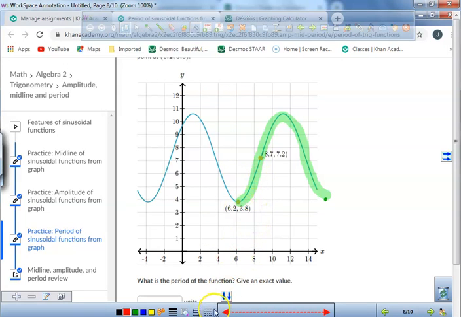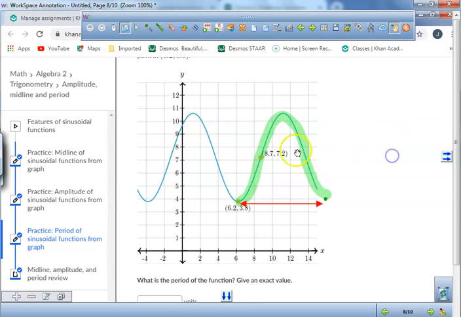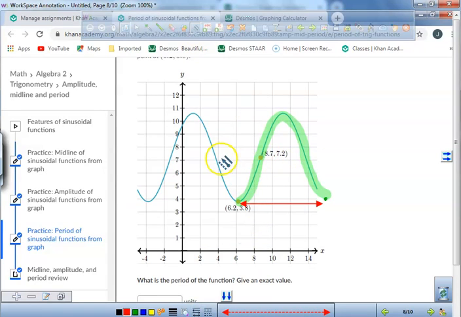So we know the length of the whole period. The length of the whole period goes from here all the way across to right there. It finishes right in there. So let's break this down. Now, where's the midline? It tells us that's the midline. Okay, there's the midline.